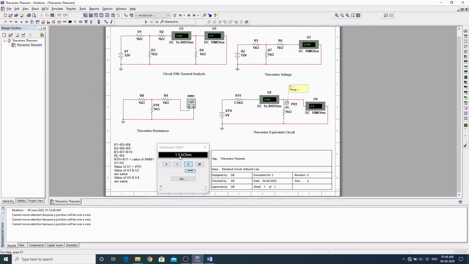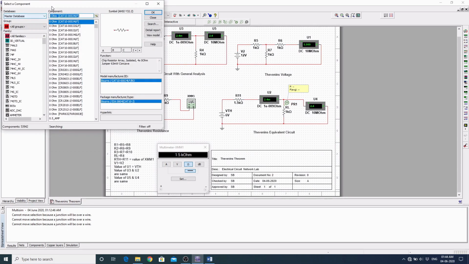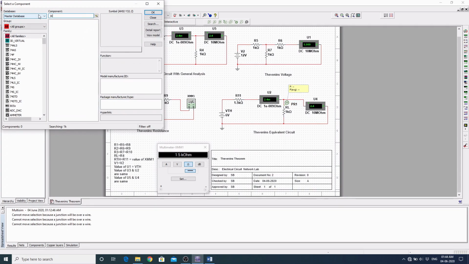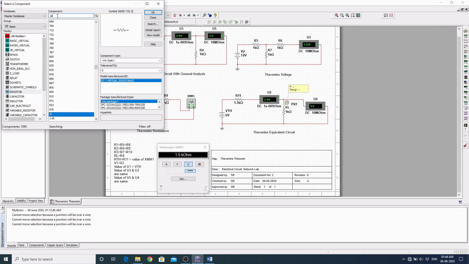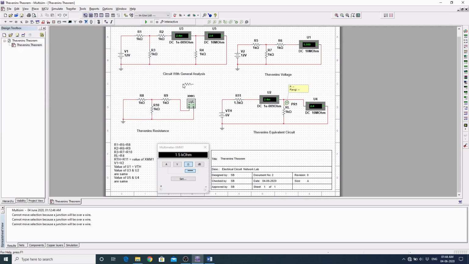Okay, so here the same thing is already designed. From the place-components menu you can search for 1 kilo ohms or 1k. In the basic group, you can find 1 kilo ohms. If you go specifically to the resistance section and write 1 kilo ohms, you will get it from here. We have to place these components like this.